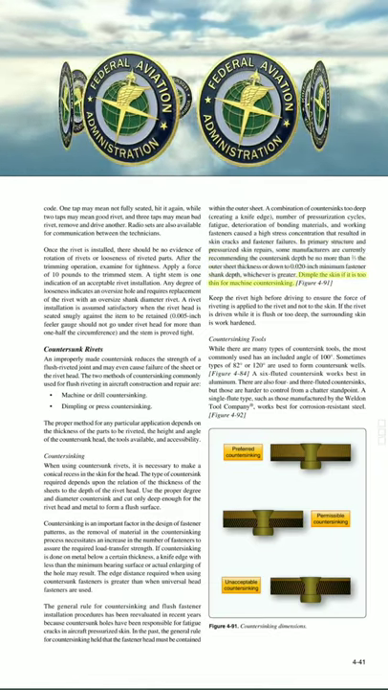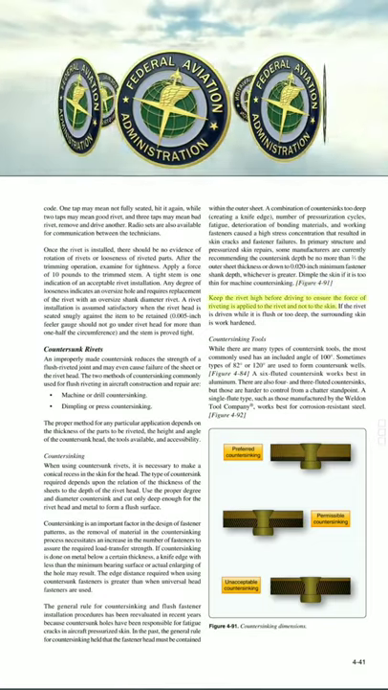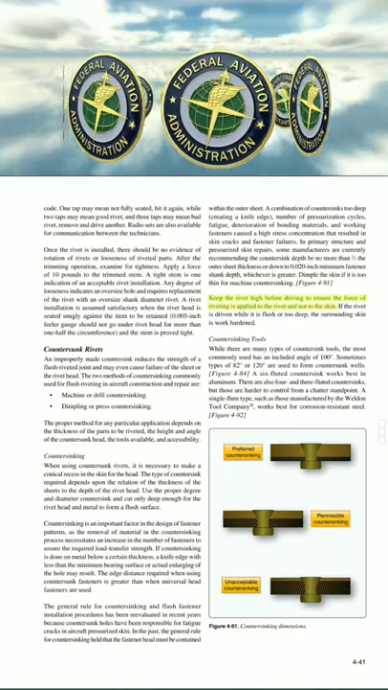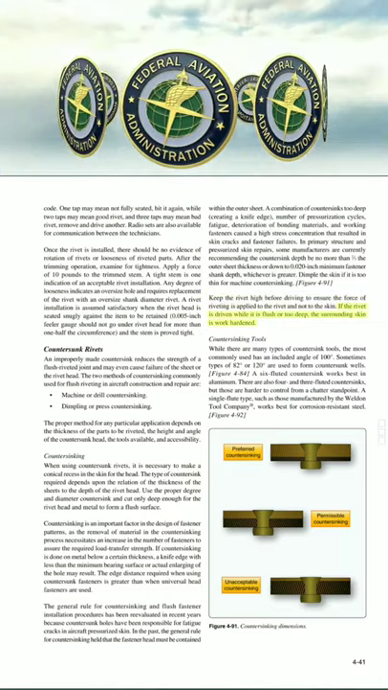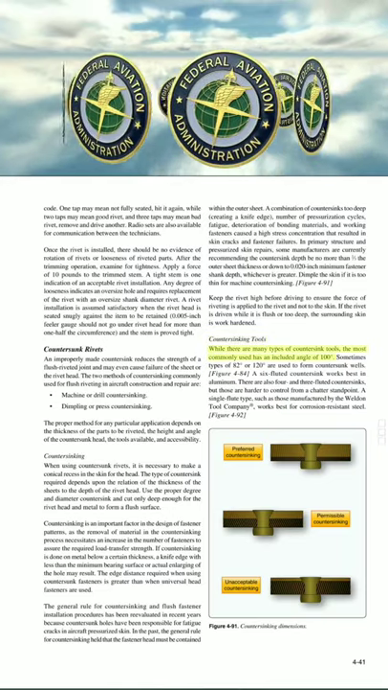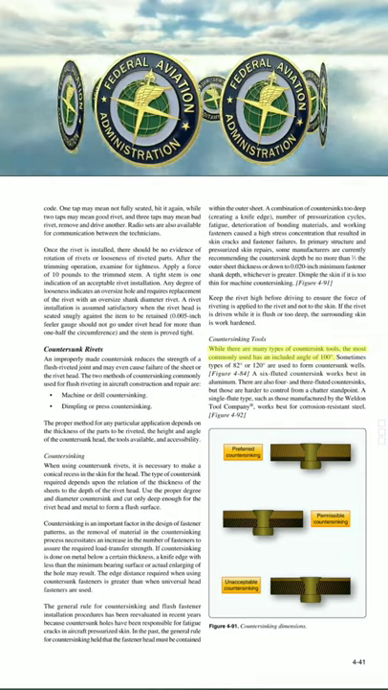Dimple the skin if it is too thin for machine countersinking. Figure 4-91. Keep the rivet high before driving to ensure the force of riveting is applied to the rivet and not to the skin. If the rivet is driven while it is flush or too deep, the surrounding skin is work hardened. Countersinking tools. While there are many types of countersink tools, the most commonly used has an included angle of 100 degrees.